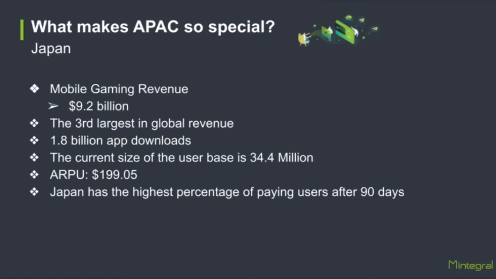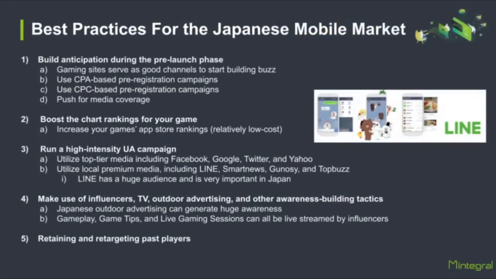We're seeing ARPU of around $199. And Japan has the highest percentage of paying users after 90 days. As we'll find out in the coming slides, launching in each Asian country has their own nuance and best practices.